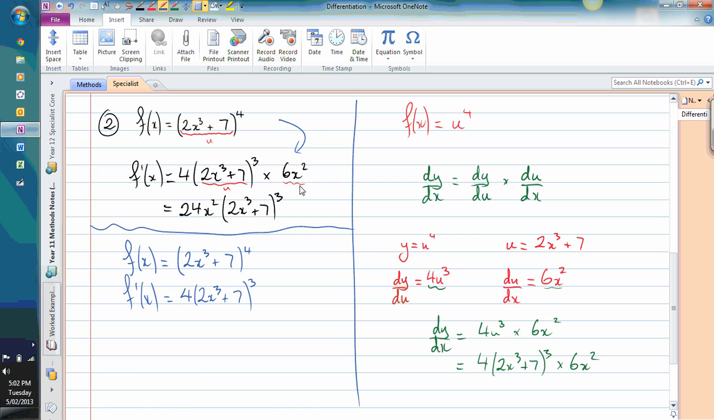Then I've got to multiply by the derivative of what's in here. It's kind of a correction because it's not really an x to the power of 4, it's a (2x cubed plus 7) to the power of 4. So to correct this, I need to multiply by the derivative of what's in here. So in this case it is 6x squared. And from there I can go ahead and simplify, and once again I get 24x squared outside of (2x cubed plus 7) all cubed.